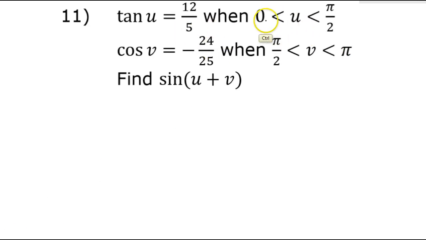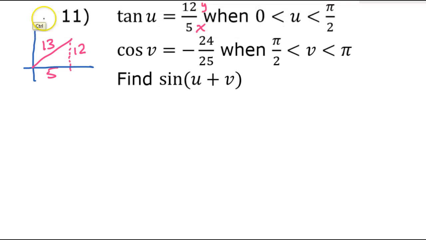Okay, angle U is between 0 and pi over 2. So that is the first quadrant. So we'll just draw a quick sketch of that. Tangent is y over x. So that's going to be 12 over 5. 5, 12, 13. All right, I've memorized that one. So that is a sketch of angle U.